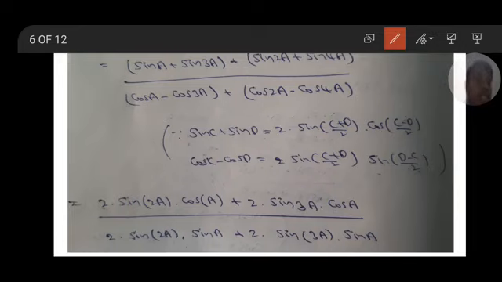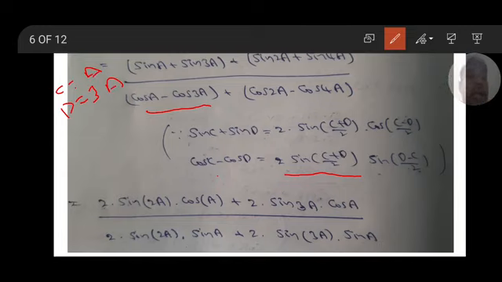In the numerator we applied the sin c plus sin d formula, and we got 2 into sin 2a into cos a plus 2 into sin 3a into cos a. Next, in the denominator, cos c minus cos d equals 2 into sin of (c plus d) by 2 into sin of (d minus c) by 2. Here cos a minus cos 3a, c equals a, d equals 3a.